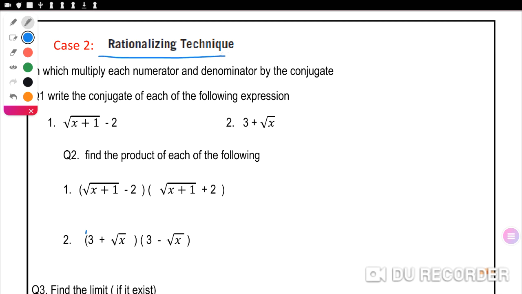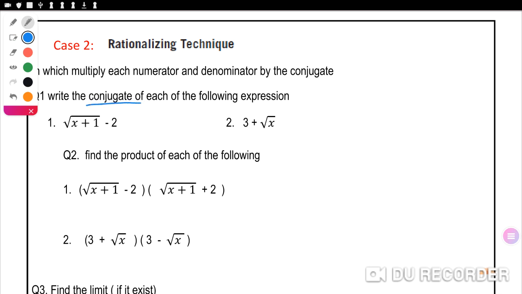Before I show you this technique, I'd like to remind you of the conjugate of an expression. Does this expression represent a polynomial? I know most of you will tell me no, because we have a variable under the root. In this case, this is not a polynomial. I'd like to show you how to find the conjugate of each expression.